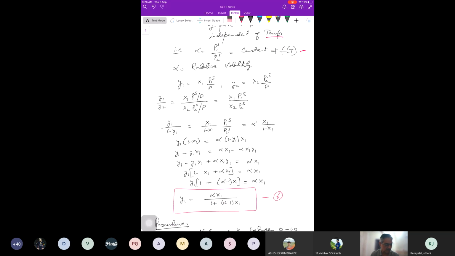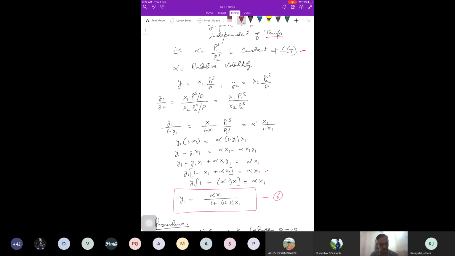rearrangement कैसे होता है. So we're basically taking y1 terms into one side and x1 terms into another side. So all the y1 terms are on this side and x1 terms on the other side, because we want to find out y1 from x1. तो y1 एक साइड में ले लिया सब हमने और x1 एक साइड में आ जाएगा. So what we get is y1 is equal to alpha into x1 upon 1 plus alpha minus 1 into x1. So this is the equation for calculating y1 from x1.